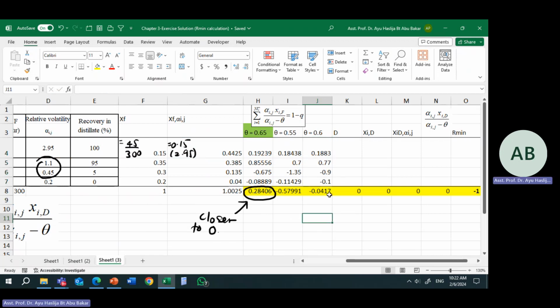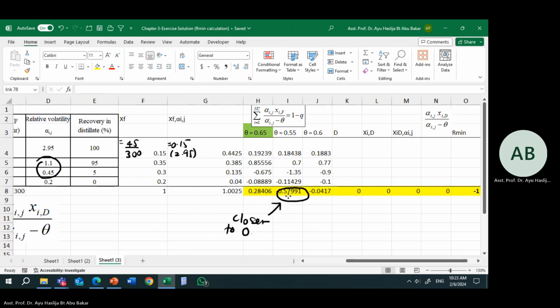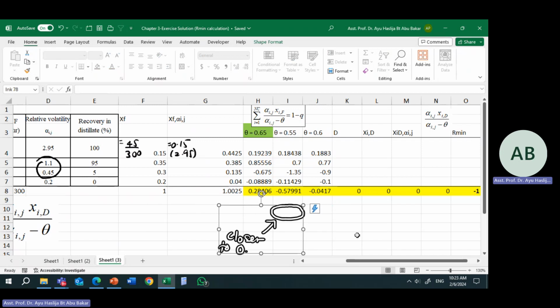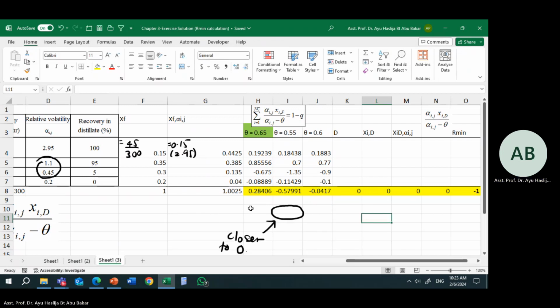Okay, between these 3 values, which theta value would you choose? Which one? Which one should you choose? Which one is closer to 0?